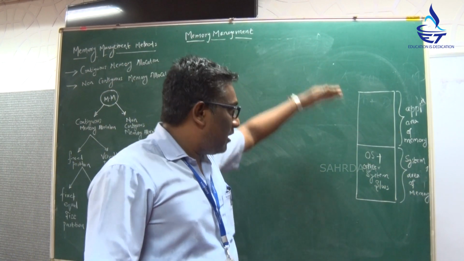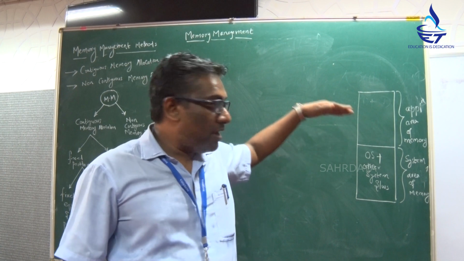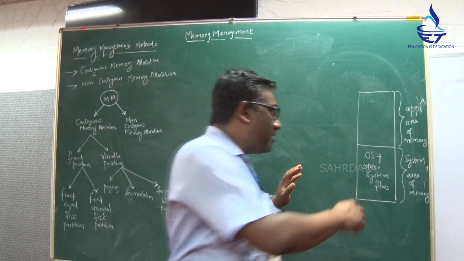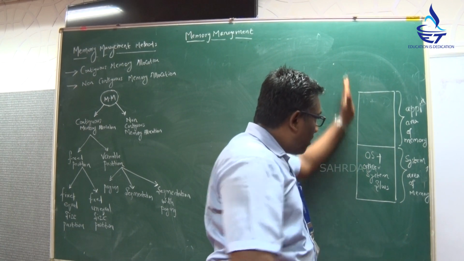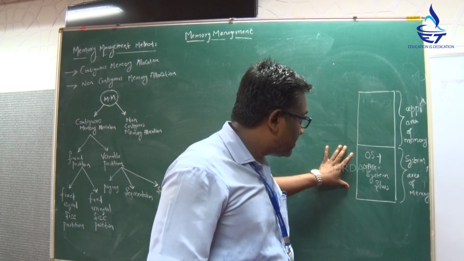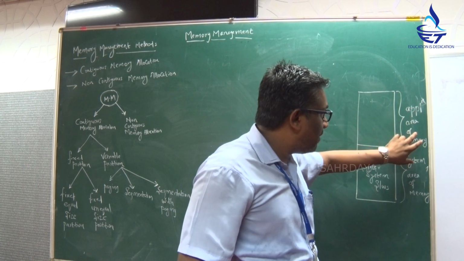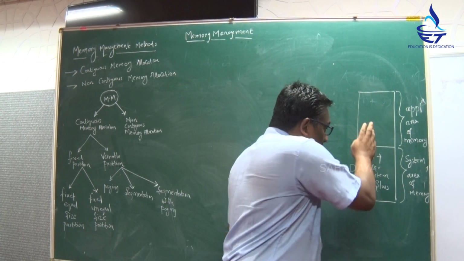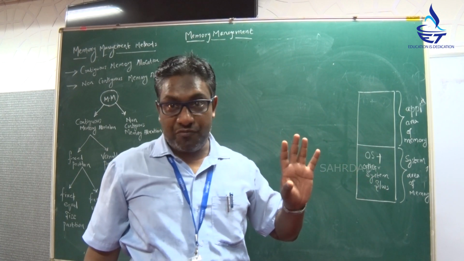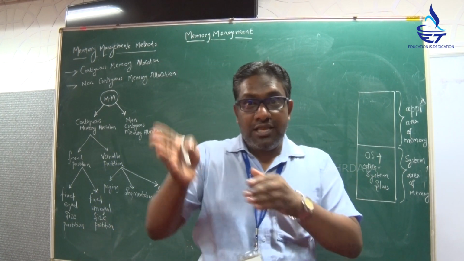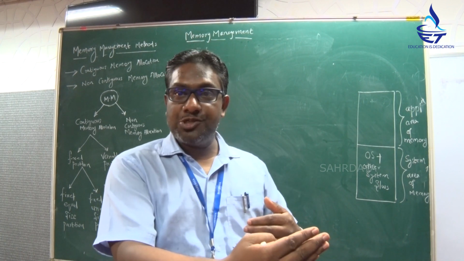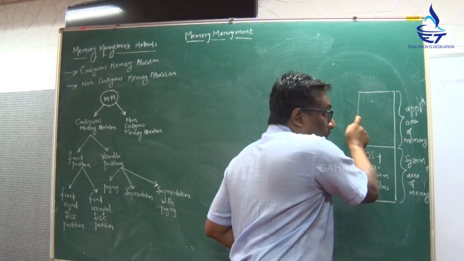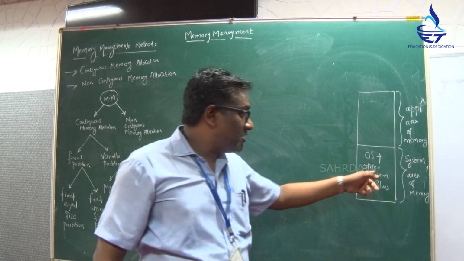I will tell you how the primary memory, or physical memory, or RAM is logically partitioned. It is partitioned into two. One is known as the system area of memory, another is known as the application area of memory or user area of memory. The system area of memory contains the operating system and other system software. At the time of execution, the program residing in the secondary storage device will be loaded into the application area of memory, not the system area of memory.